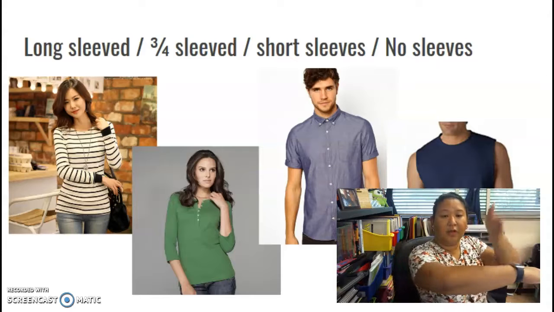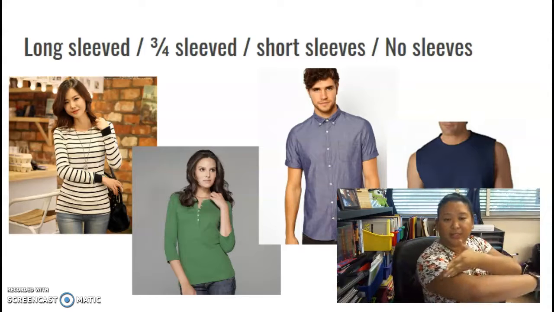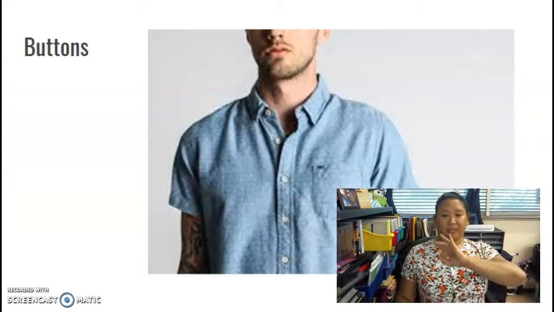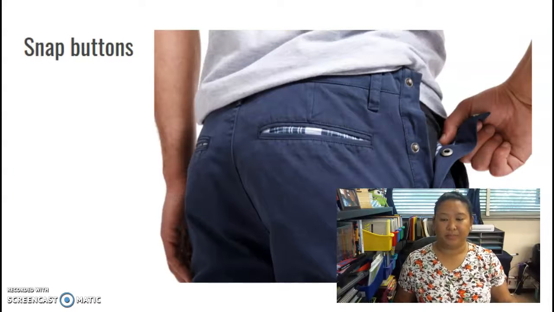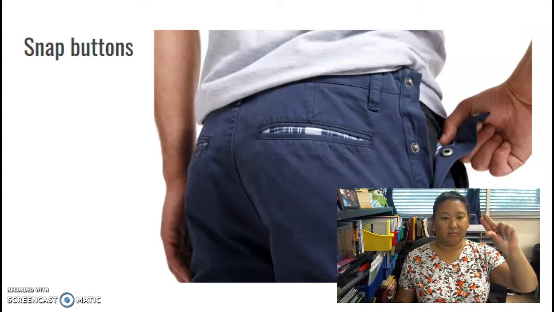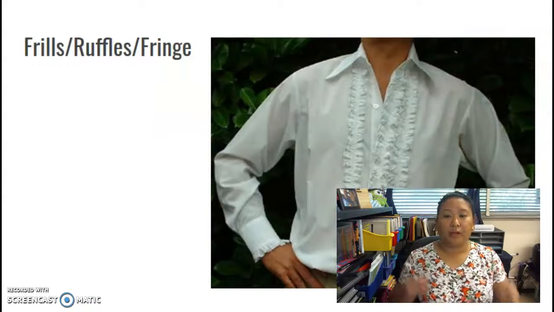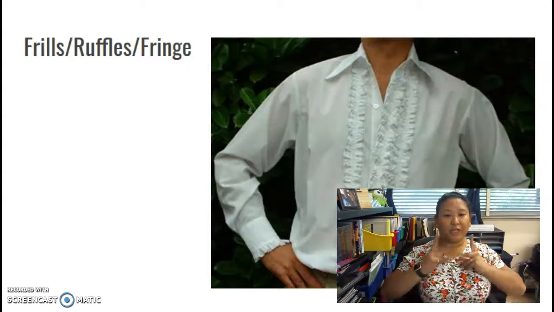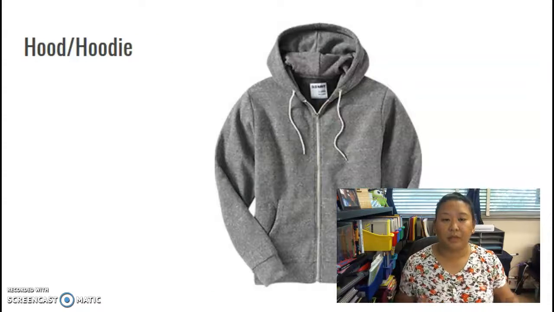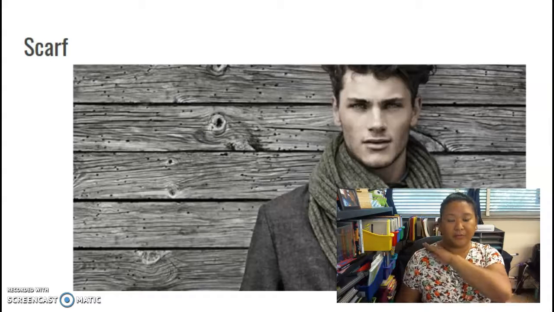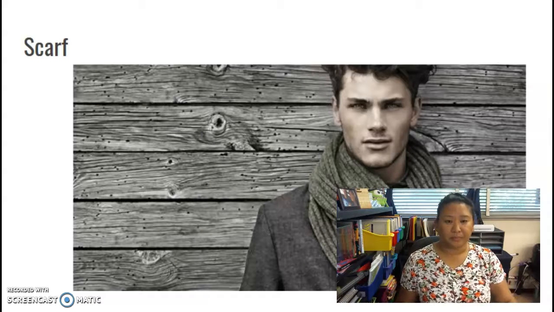Long sleeved, 3/4 sleeve, short sleeve, no sleeve, buttons, snap buttons, so buttons with F, snap buttons with a double G, frills, ruffles, fringe, a hood or hoodie, a scarf, a hijab, and a turban.